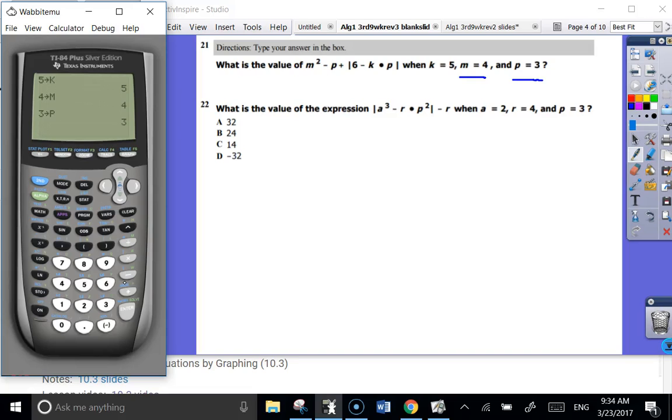Okay, now if you type in that expression exactly like you see it on the screen, it's going to evaluate it. It'll apply the absolute value. It'll do order of operations correctly, squaring negatives or whatever's involved, all taken care of. So try to type this in just on the main screen, not at y equals: m squared minus p plus absolute value of 6 minus k times p. Right? Just type it in.